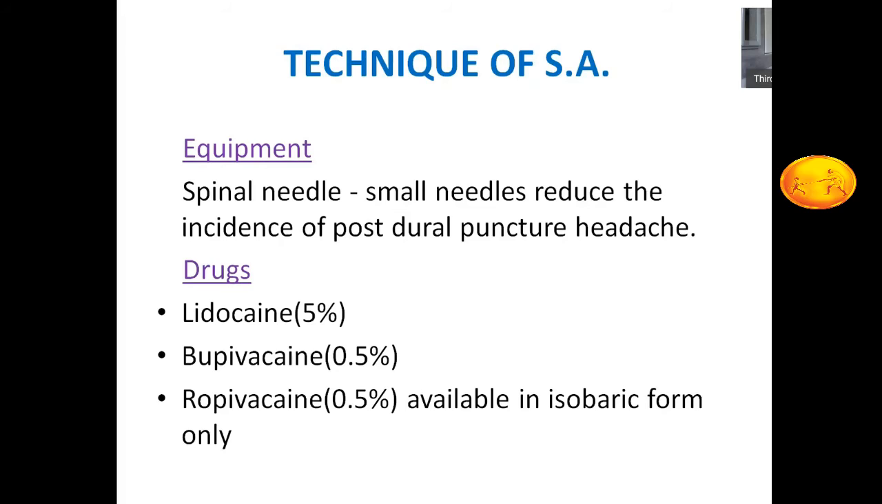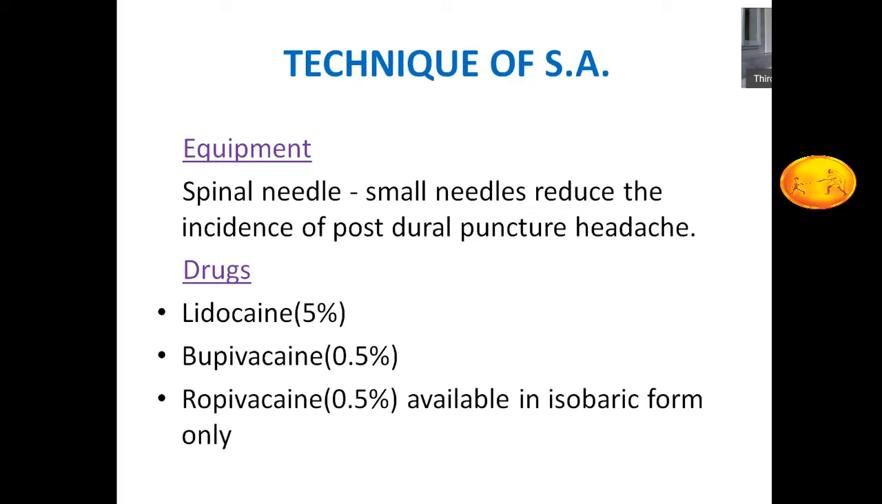But Whitacre type of the needle, that is the pencil point needle, also comes, and that needle has little chance of post-dural puncture headache. Again, the smaller gauge needles also have a low chance of post-dural puncture headache. The spinal needles come from 22 gauge to 29 gauge. We routinely use in our setup the 25 gauge and the 23 gauge needle. For old age, maybe we use the 23 because it is easy to pierce through the calcified ligaments. But for all other patients, we generally use the 25 gauge needle.